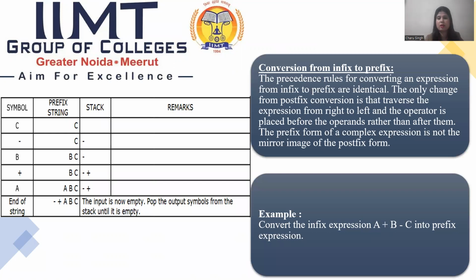So now for conversion from infix to prefix, the precedence rules are identical. Okay, the only change from postfix conversion is that we traverse the expression from right to left, and the operator is placed before the operands rather than after them. Because we are converting into prefix, the operator will be placed before the operands. Okay, the prefix form of a complex expression is not the mirror image of the postfix. So please do not confuse these two terms, prefix and postfix.